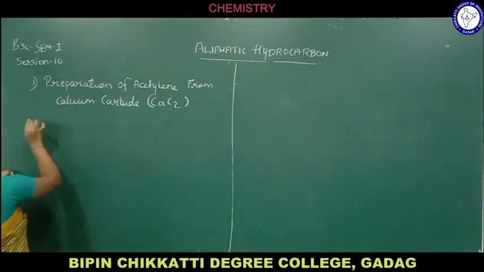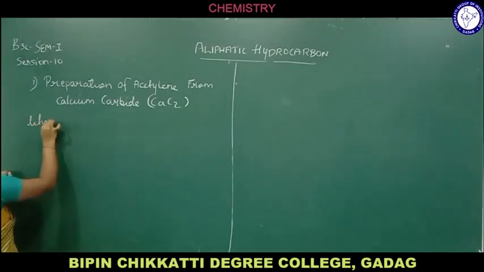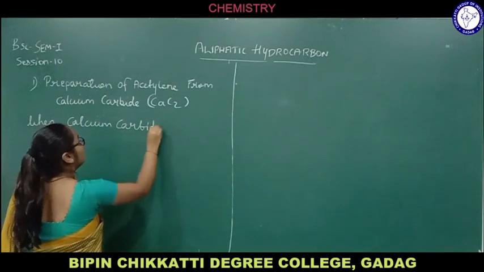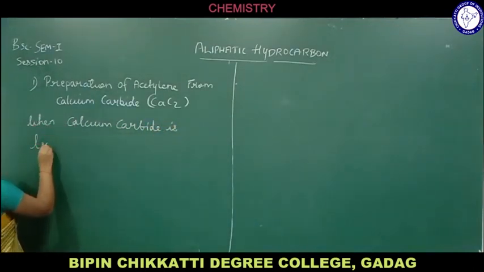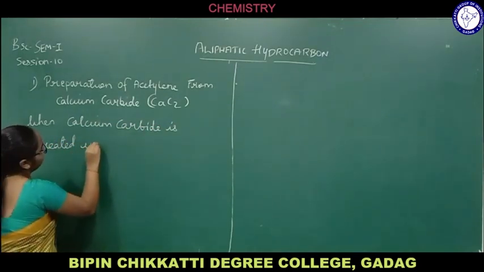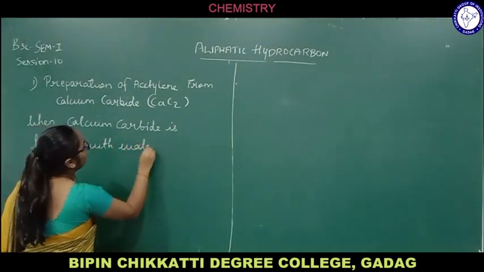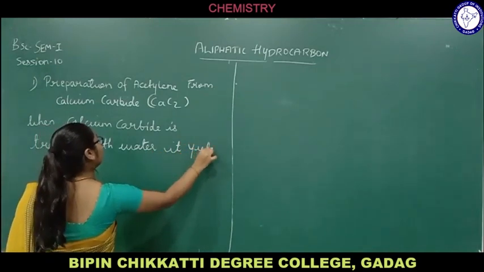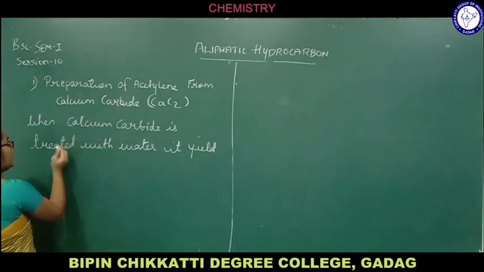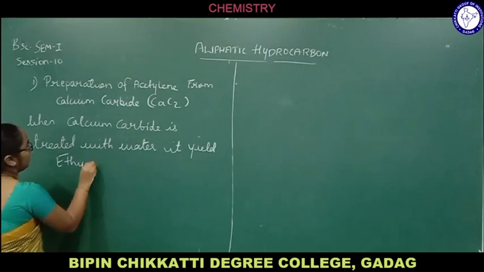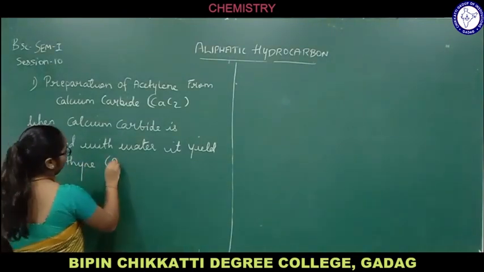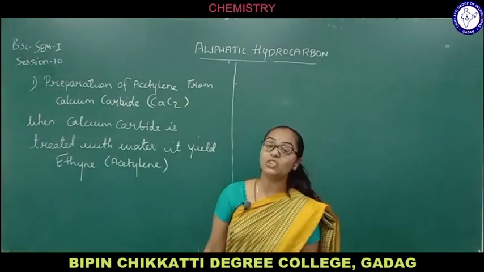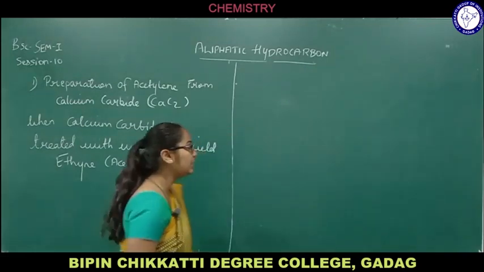Now let's write down the point. When calcium carbide is treated with water, it yields an alkyne, basically ethyne, whose common name is acetylene. So first we need to produce acetylene by the treatment of calcium carbide with water. Let's see how this is yielded.